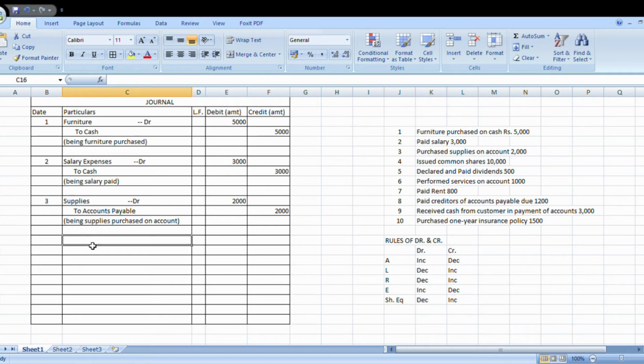So the simple transaction, simple journal entry will be cash debit with what amount? With amount 10,000 to common shares, since it is your shareholders' equity which has been increased, being common shares purchase. This is your transaction number 4.